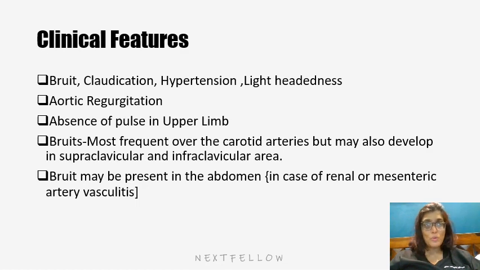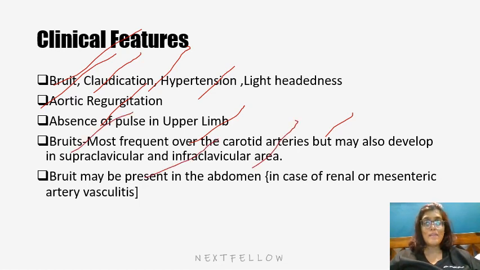Bruit will be present, claudication, hypertension, and lightheadedness. Aortic regurgitation is present in around 30% of the cases. There is absence of pulse in the upper limbs. Bruit is most frequently heard over the carotid arteries, but may also develop in supraclavicular and infraclavicular areas. Bruit may be present in the abdomen in case of renal bruit and mesenteric artery vasculitis.